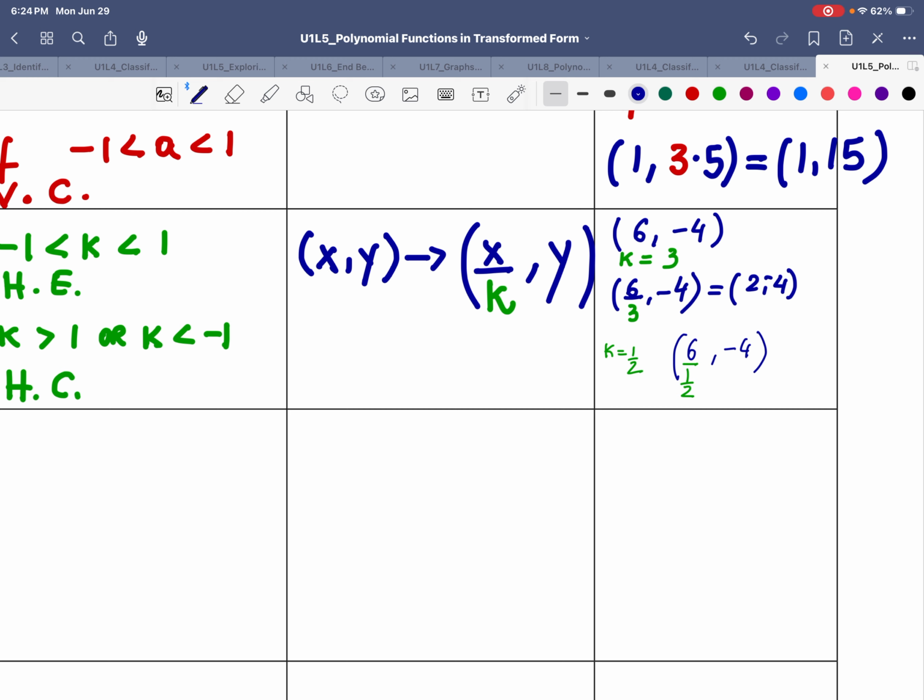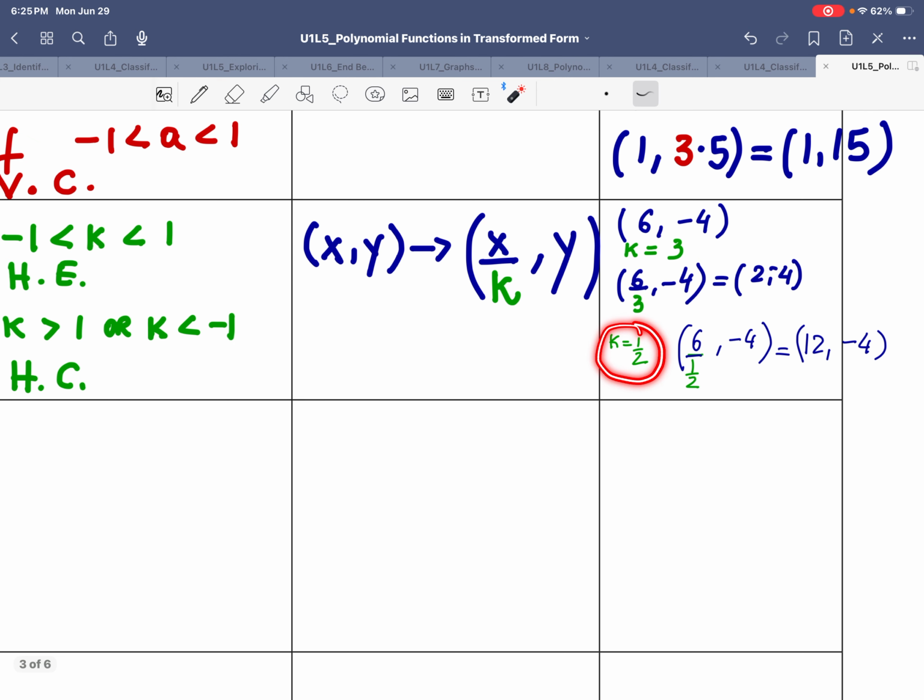Now, if you divide 6 by 1/2, you see that you have to multiply, so division changes to multiplication, and then you will have to flip the denominator. It becomes 12. So 12 and -4. So what that means is that if k is less than 1, you see that you're going to need larger values of x to achieve the same values of y in the transform function.